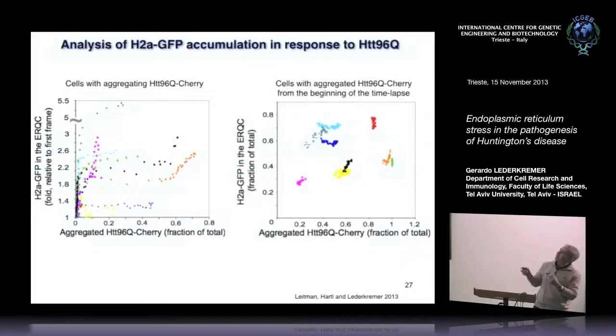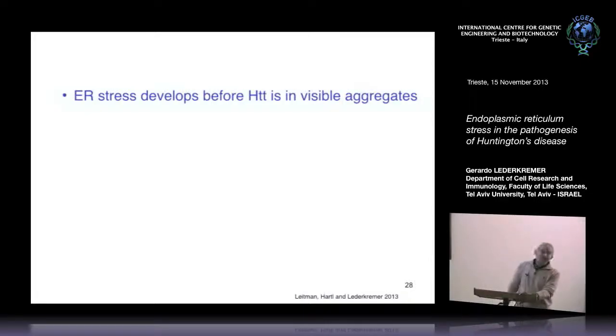So each cell is in a different position, like in an equilibrium at different states, right? And interestingly, it doesn't depend on the concentration of the huntingtin, right? There's cells that have most of the huntingtin in the aggregate and relatively low concentration of the ER protein. And you can see the opposite. You can see cells with not too much huntingtin in the aggregate and a lot of ER stress shown by the ER protein. Okay, so again, there's no correlation between the presence of aggregate and the stress itself. So I'm getting to the end. So the conclusion is that the ER stress develops before HTT, huntingtin, visible aggregates.